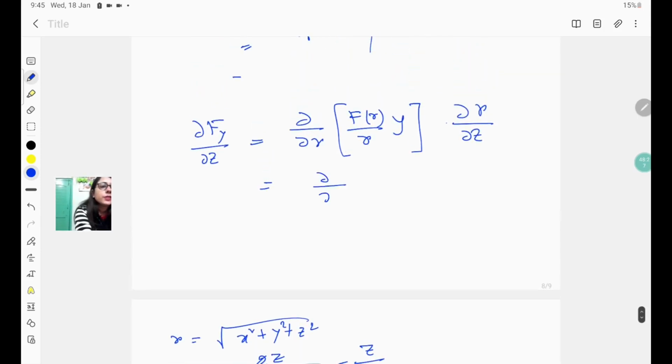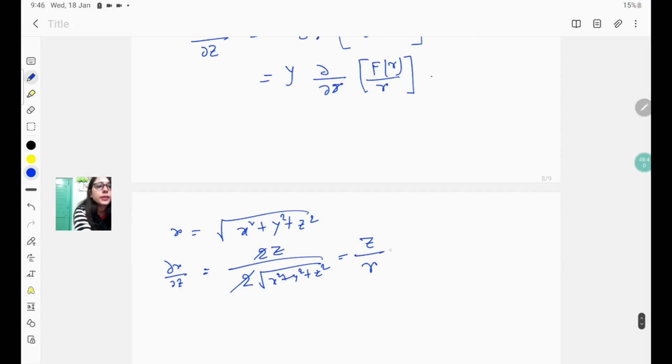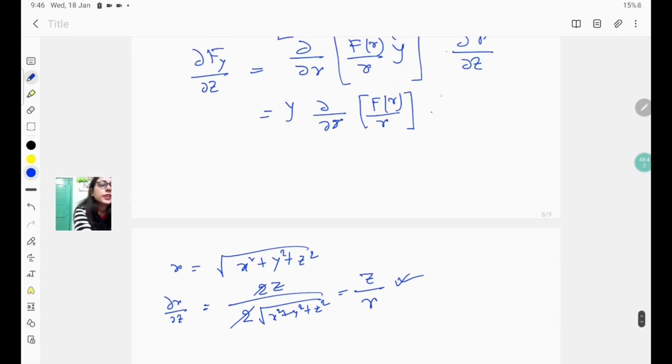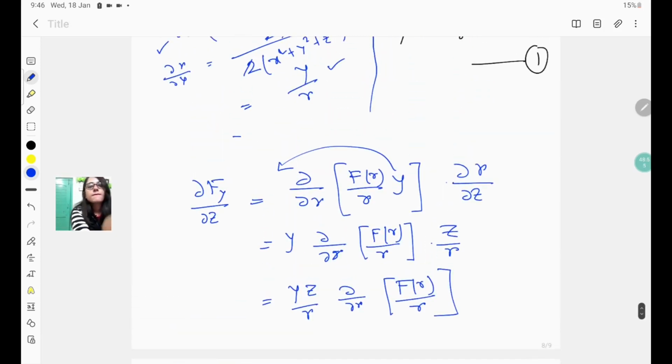So in place of here we can write del r of f r by r. Y does not depend on r, so we can put this outside. So y into this one into del r by del z. In place of del r by del z we can write z by r. So here it is z by r. So it is equal to yz by r into del r of f r by r. Okay, now this is equation number 2.